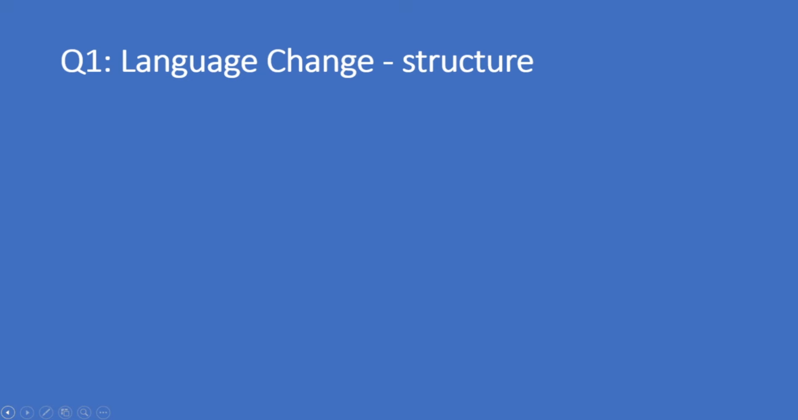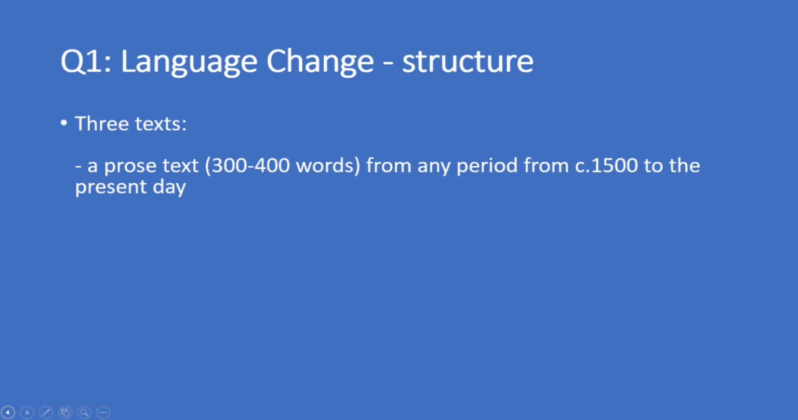Text A is a prose text of about 300 to 400 words written anywhere between 1500 and today. You will need to analyze the linguistic elements of the text and how it reflects different changes the English language has undergone. You will need to analyze this text in relation to the language data provided in texts B and C. Text B is an n-gram graph that shows changes in the frequency of use of certain words through time. Text C is a word table based on corpus data, usually showing collocates of a word or synonyms.